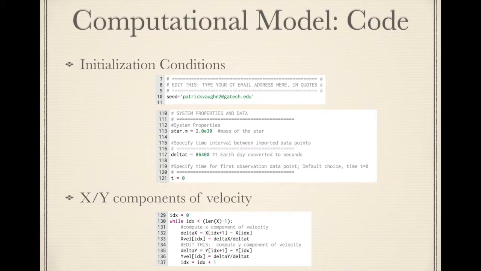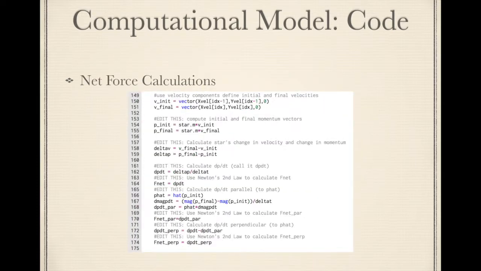Here you can see the initialization conditions of my code. At the bottom are my calculations for the components of the star's velocity, based on the position vector that was created using my email address as the seed. This part of my code is the most crucial. Here, I go through the steps to calculate the net force and its components from the position and velocity of the star's motion. I set initial and final momentum equal to the mass times the initial and final velocities. I then found the change in velocity and the change in momentum.